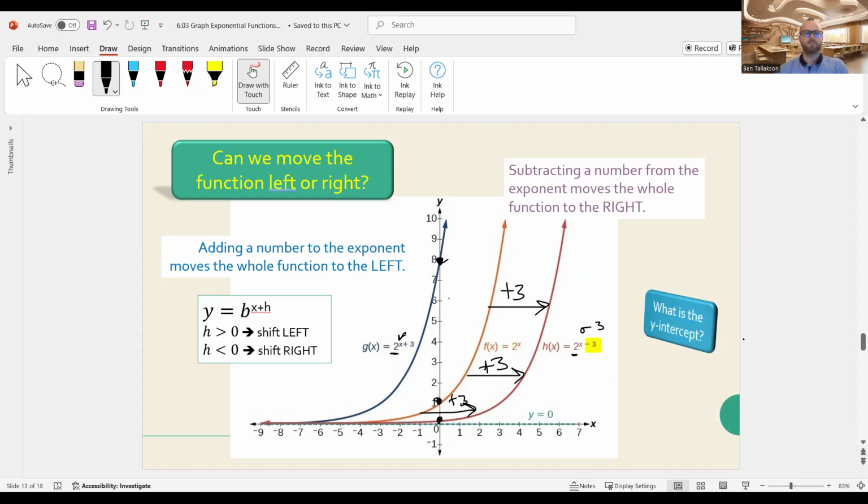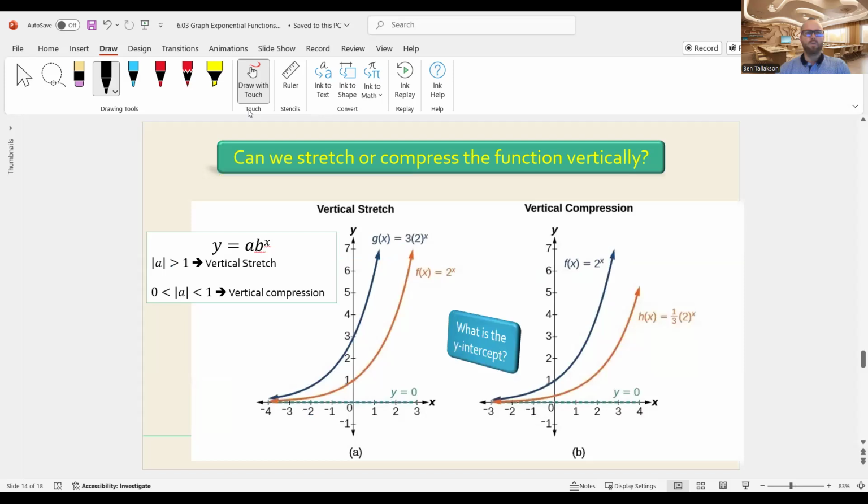All right. Let's move forward. We've talked about reflections. We talked about moving left and right, up and down. But can we stretch and compress? So remember, stretching and compressing is like a rubber band. Now the line is like a rubber band, and yes, we absolutely can.